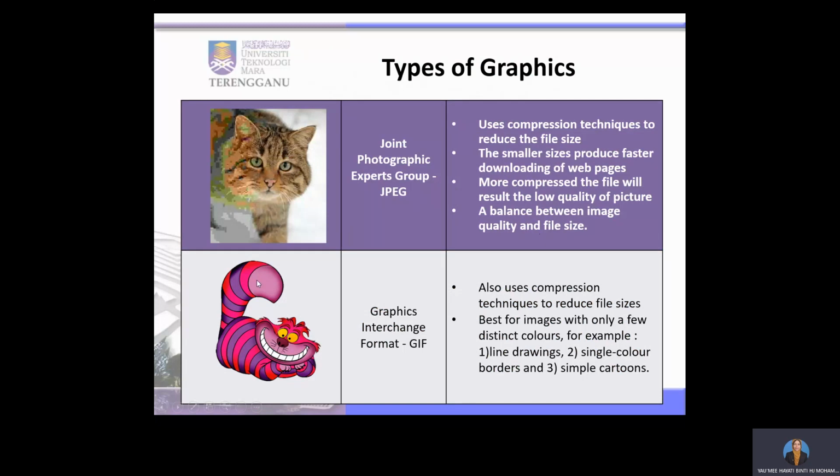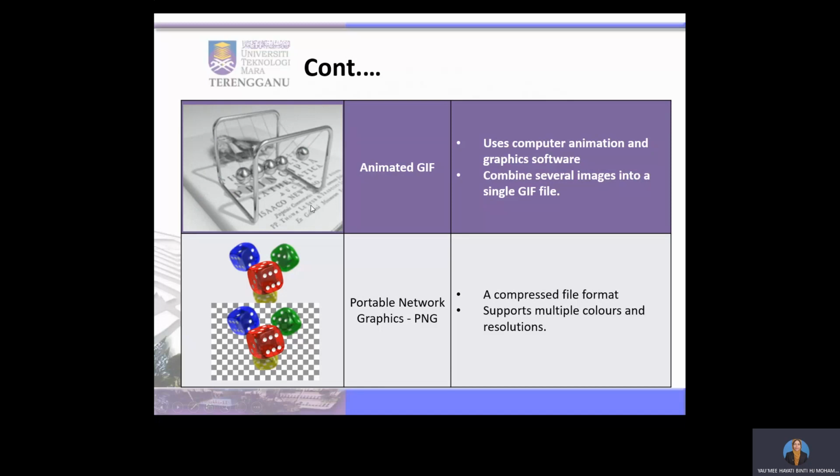While for the Graphic Interchange Format, GIF, we also use a compression technique to reduce the file size, best for images with only a few distinct colors, like animation, line drawing, single color, and also cartoons, like this example given here. And we also have animated GIF, where we use computer animation and graphic software to combine several images into a single GIF file. And the last format is Portable Network Graphic. It is also a compressed file format and supports multiple colors and resolutions.